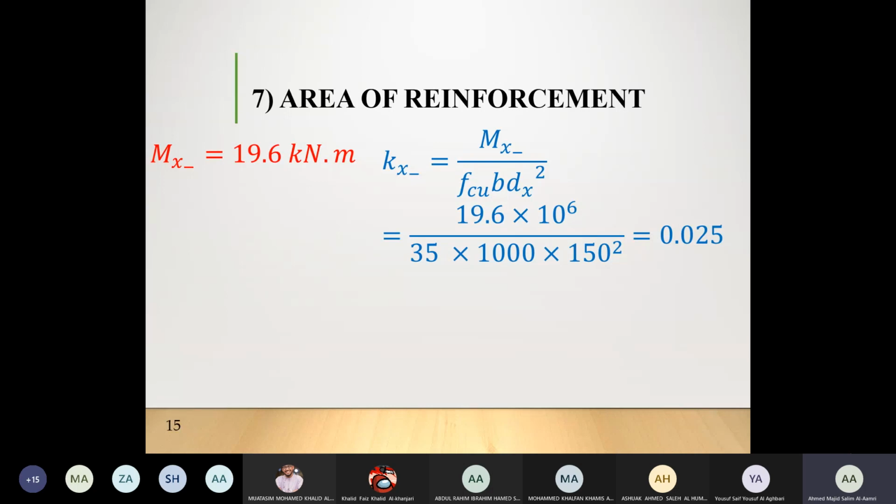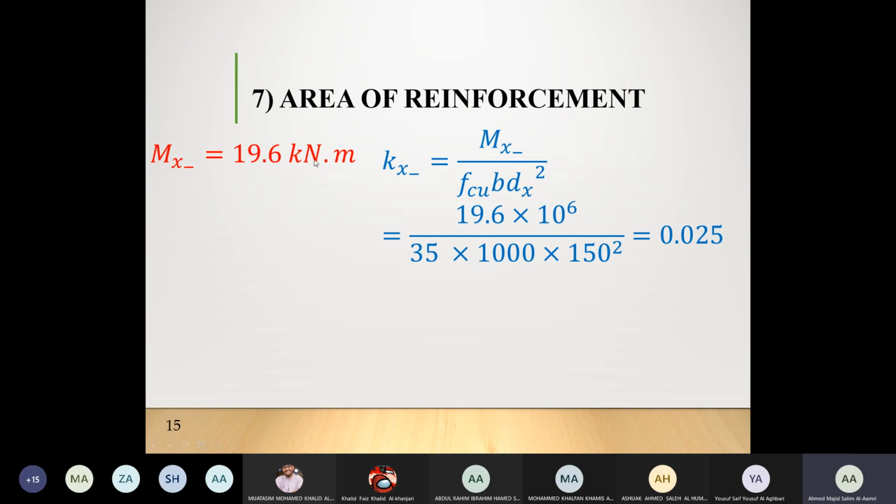Okay. So once again, what is available here? You can see that we have Mx equal to 19.6, and the equation of k is equal to m divided by fcu bd square. Which m we are referring to now? We are referring to Mx negative. Which d? Since m is for x, then d is going to be for x. And it's a direct substitution, 19.6 multiplied by 10 to the power of 6. Why? Because your grade of concrete is in Newton per millimeter square or megapascal.